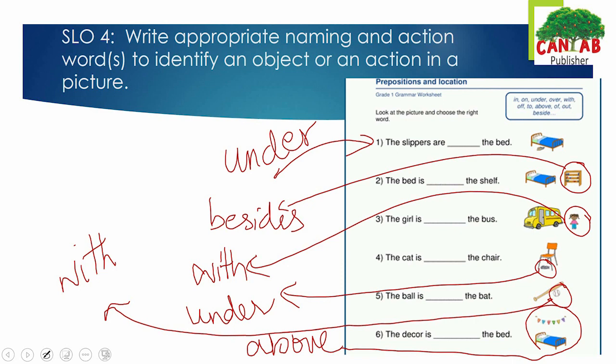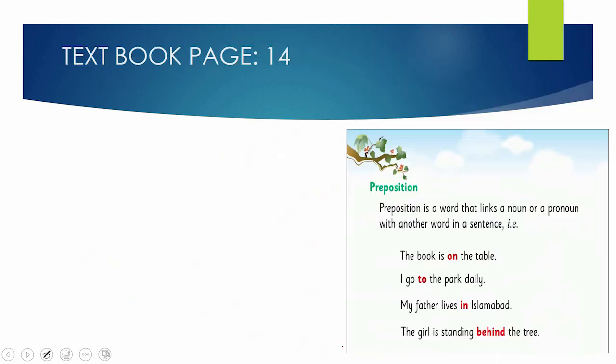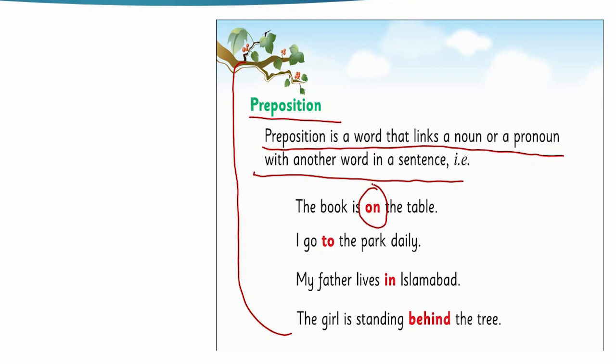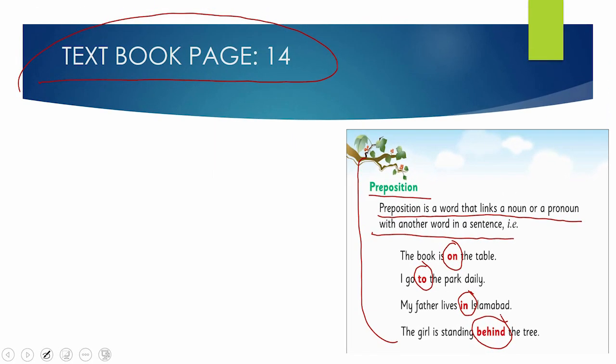This was just a little practice for you so that you are able to attempt the next page of the textbook, page number 14. Preposition. Preposition is a word that links a noun or a pronoun with another word in a sentence. The book is on the table. I go to the park daily. My father lives in Islamabad. The girl is standing behind the tree. So the prepositions in these lines are on, to, in, and behind.